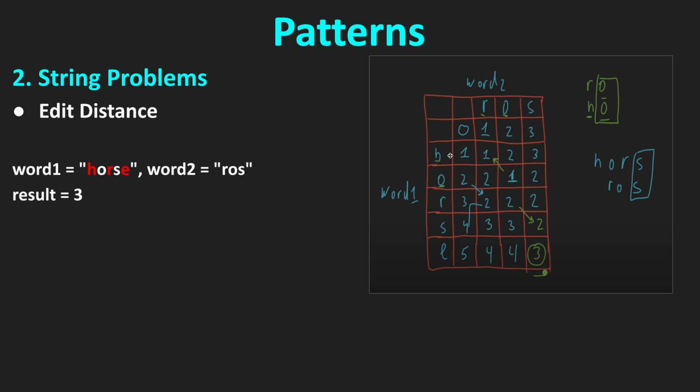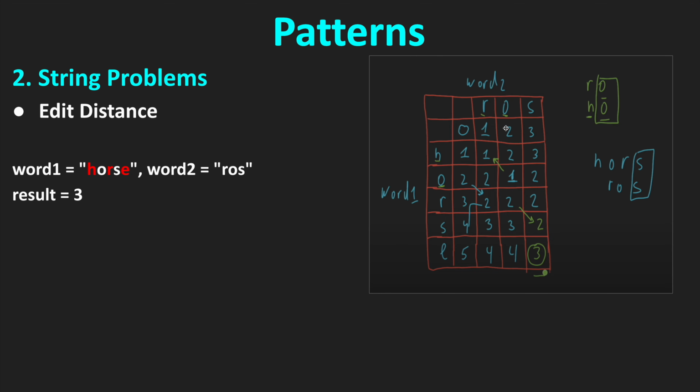But let's take another example. Let's say that we are at this position, right? We are at the position HO and RO, right? In this case, O is equal to O. Yes, O is equal to O, right? If they are equal, it means that we don't need to make any changes at this point, right?